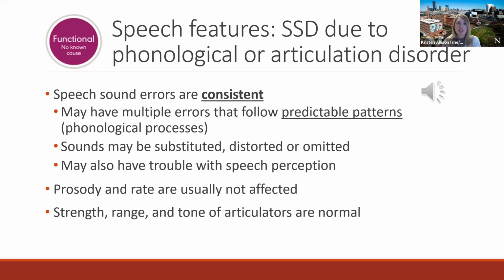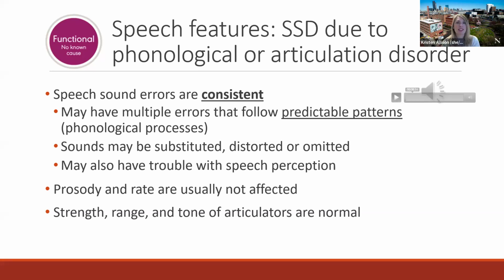Children with phonological and articulation disorders typically have a normal speaking rate and normal prosodic variation, meaning they use normal intonation patterns in their speech. And because it's not a motor-based impairment, the strength and range of movements in their speech muscles is typical.